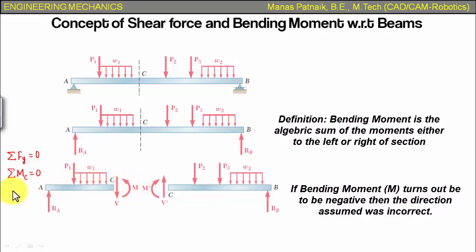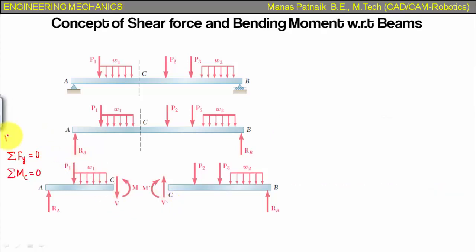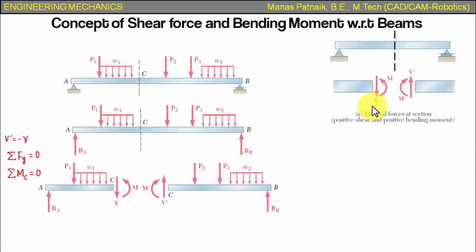Now guys, remember V dash and V are absolutely the same. You can say that V dash is essentially equal to negative of V. So this is essentially a sign convention that we're going to be following. If you take this section from the left, shear force downwards, moment anti-clockwise. And if you take this section from the right, shear force upwards and bending moment clockwise. Now, in order to simplify this, let's have a beam and cut the beam. So we have two portions, one towards the left while the other towards the right. If you take this section from the left, shear force downwards, bending moment anti-clockwise. If you take this section from the right, shear force upwards and bending moment clockwise.